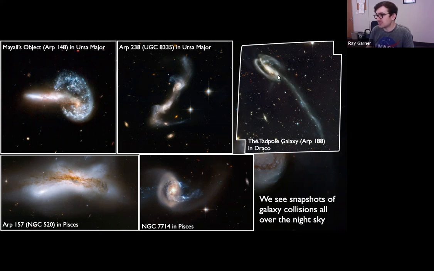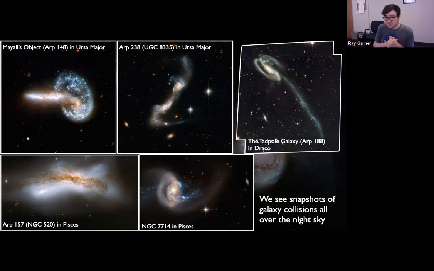We have the Tadpole Galaxy, where we've already got two galaxies that are in the final stages of their merger, but we can still see the tails and curls from the merger. We've got ARP 157, where we can clearly see that X shape of those two galaxies violently crashing into each other. AGC 7714, another one that's going through some tails. And indeed, the background image for these slides is another galaxy merger, the Mice galaxies. All of these we see as snapshots all over the night sky.